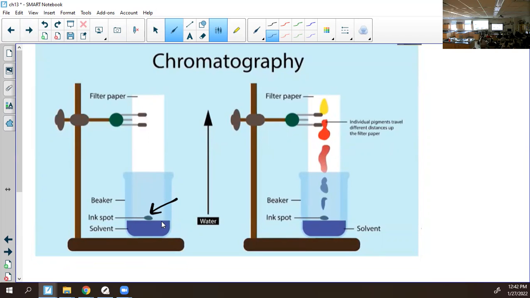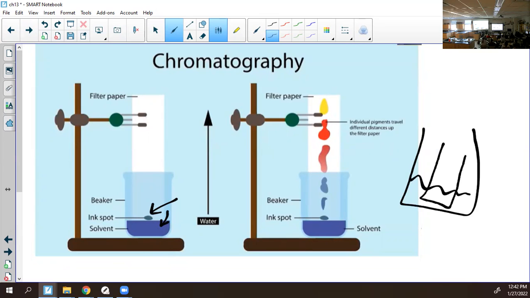Okay, then you dip it in. It is extremely important that the ink spot does not go into the solvent. Like if they ask you to draw one of these, and if you get a chromatography, you're going to have to draw it. You must do a good job to indicate liquid here, paper here, and your ink spot very clearly should be above the layer of the mobile phase, as they'll call it, which is just the solvent.